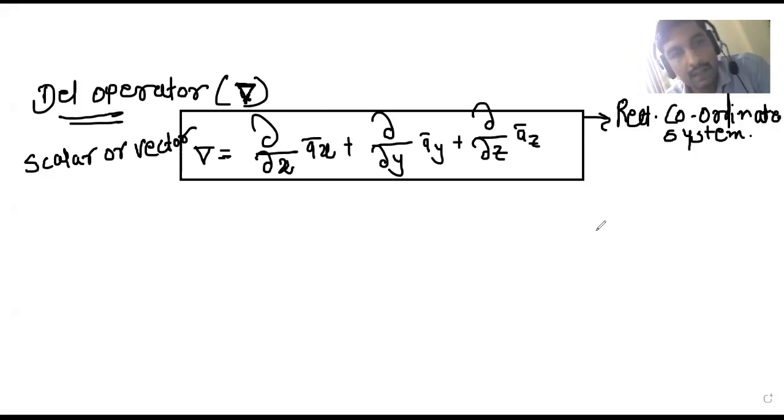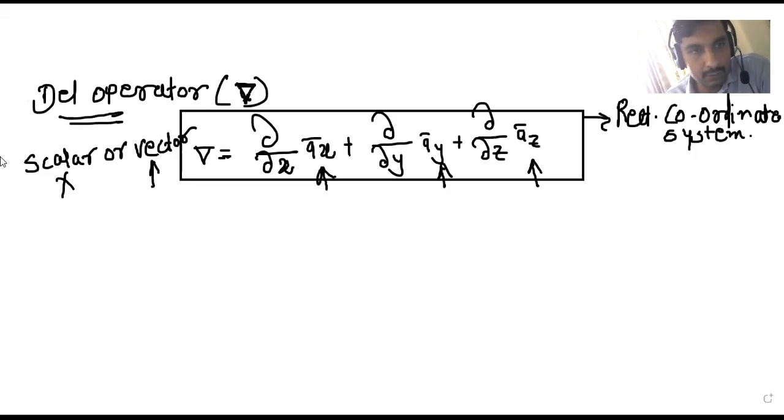Okay, somebody has answered it correctly. It's a vector quantity. It's not a scalar quantity. The reason is because this mathematical expression involves a bar x, a bar y, and a bar z. And we know that whenever these a bar x, a bar y, and a bar z are involved, that simply means they are indicating the direction. And if any quantity is specified with respect to direction, then that quantity is referred to as a vector quantity, right? So that's why it is a vector quantity. Keep it in mind, the del operator is a vector quantity.